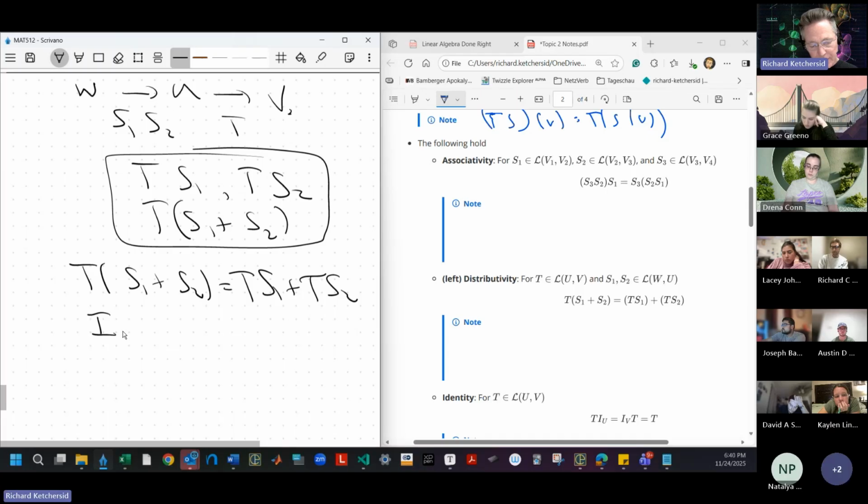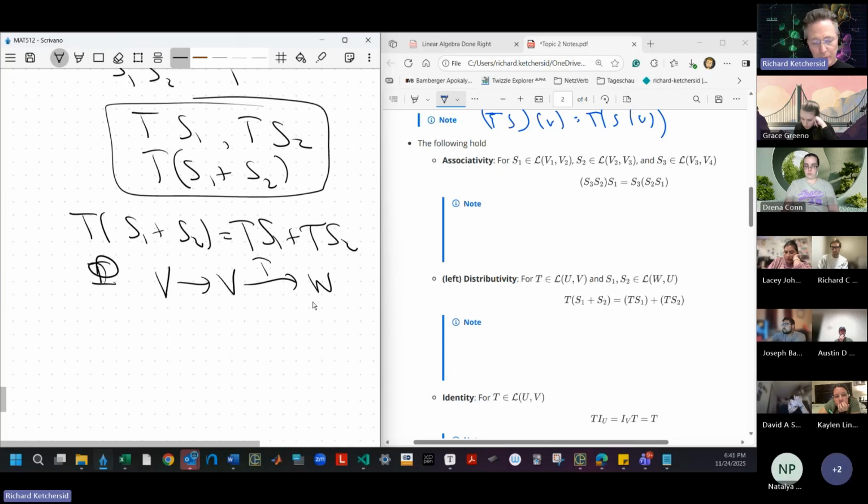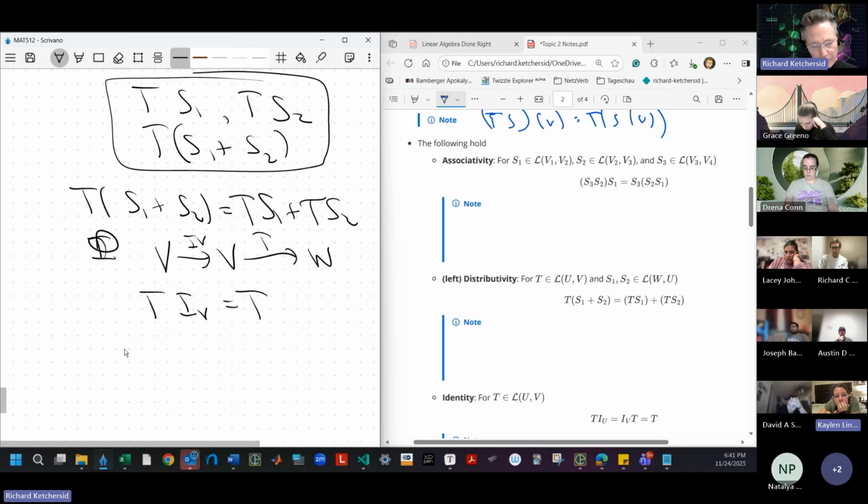Okay, and you get a kind of identity. If I have the identity, again, you have to be a little bit careful. I have the identity going from V to V, and then I have T doing something, going to W. So this is the identity of V, and so I have T identity V equals T. It just really just does T. And if I go the other way and I go from V to W, and I have T, and then I go identity of W, is still just going to go to W.